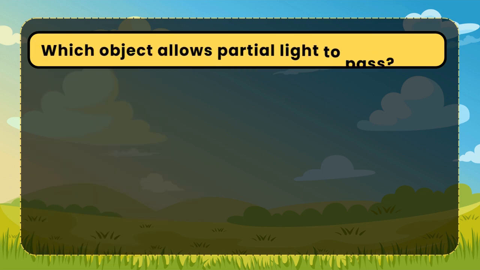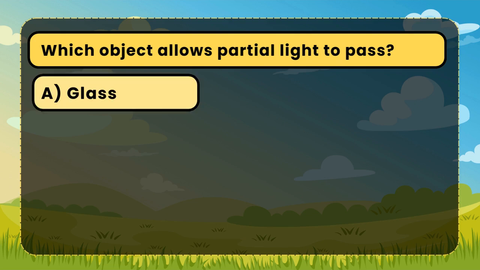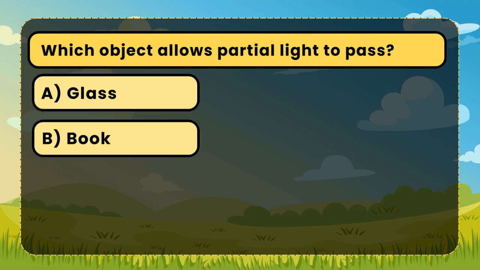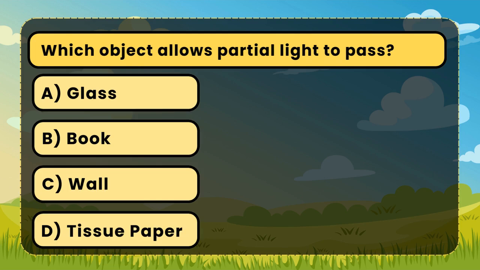Which object allows partial light to pass? A. Glass, B. Book, C. Wall, D. Tissue paper. The correct answer is tissue paper.